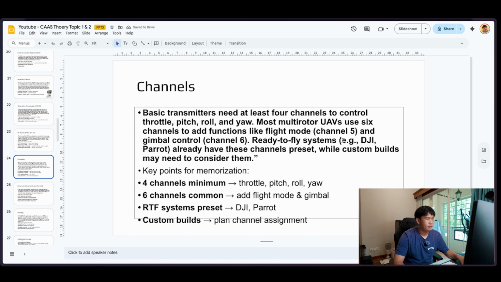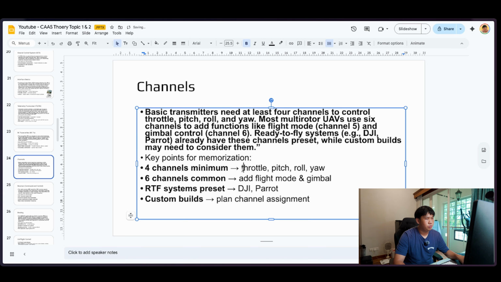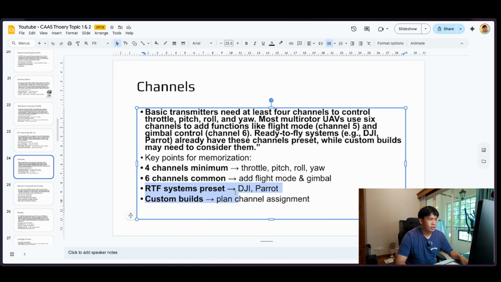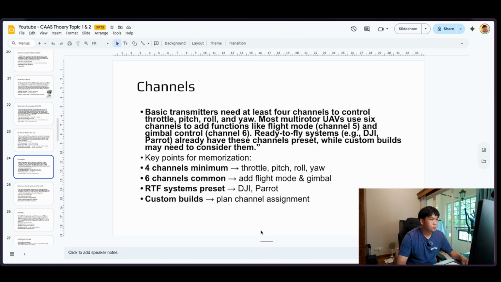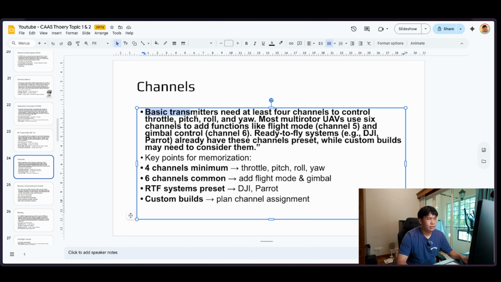Okay, next we have channels. We have about, I think we have 5 channels. Okay, we have 6 channels. So 6 channels. The minimum is 4 channels: throttle, pitch, roll, and yaw, and then the 5th and 6th channels are common for flight mode and gimbal, and RTF systems represent DJI or Parrot. Our custom builds have planned channel assignments. So basic transmitters have at least 4 channels to control the throttle, pitch, roll, and yaw. Most rotors or UAVs use 6 channels to add functions like flight mode for channel 5, and gimbal control for channel 6, and it's a ready to fly system.